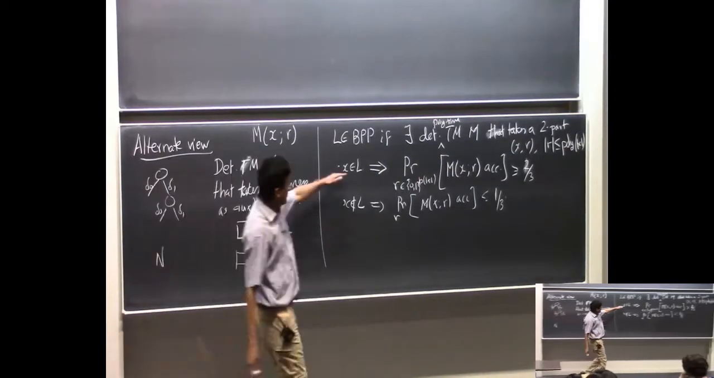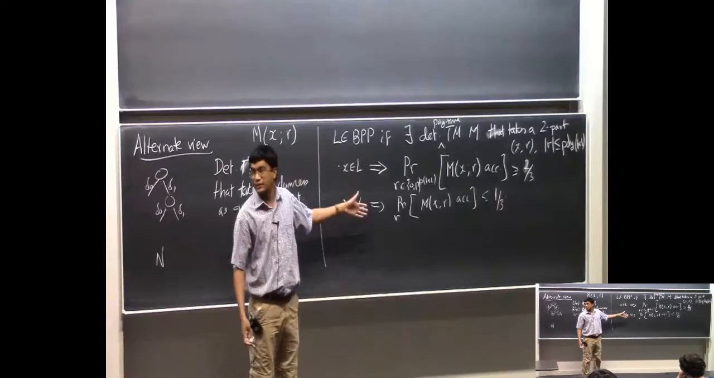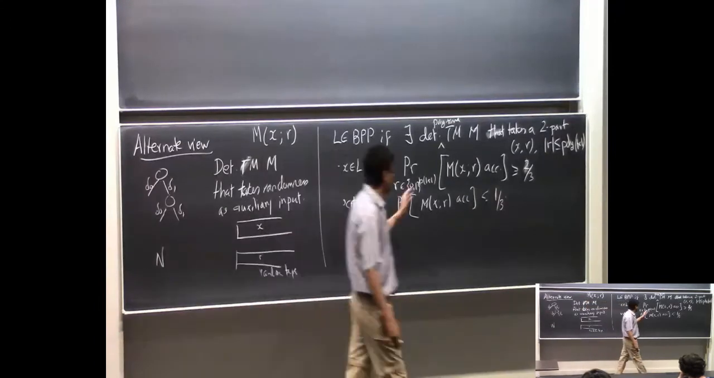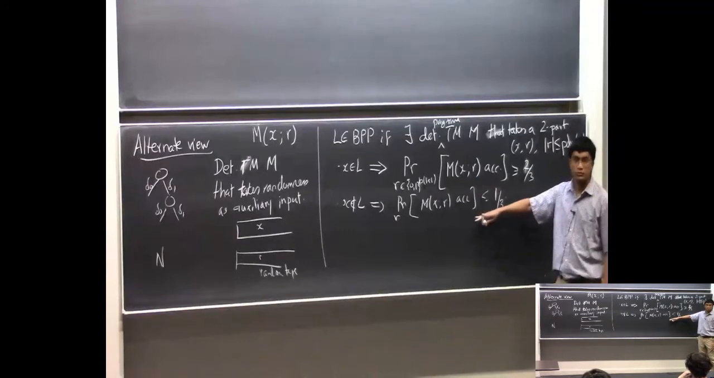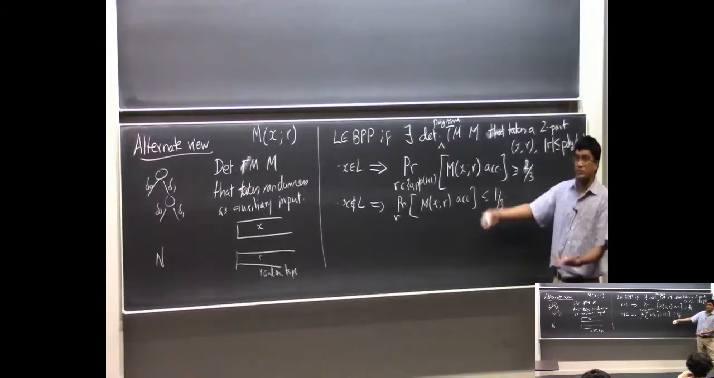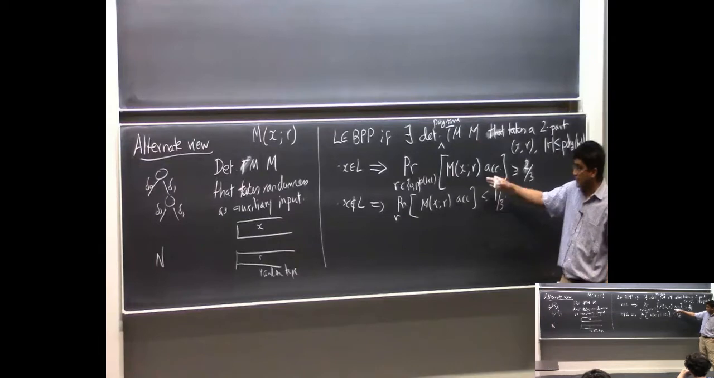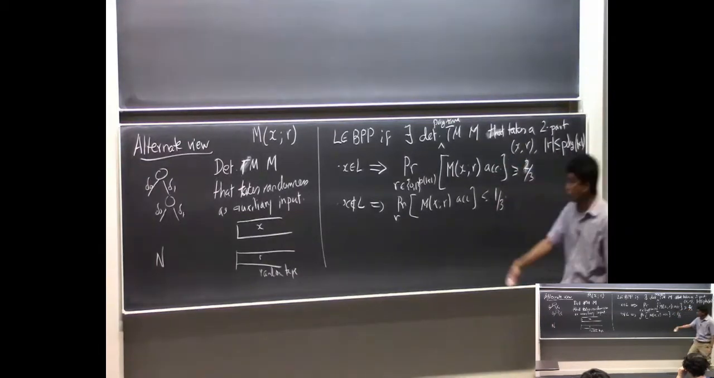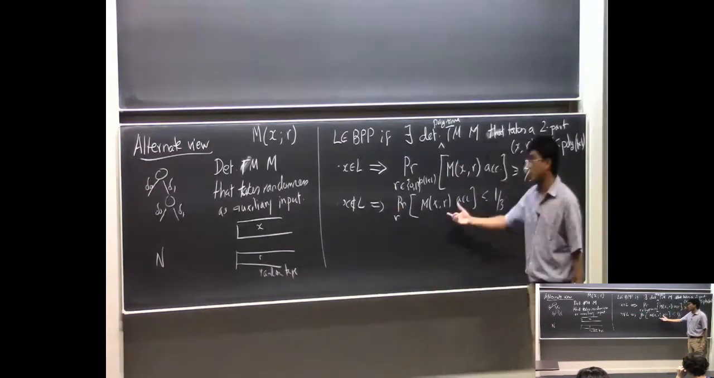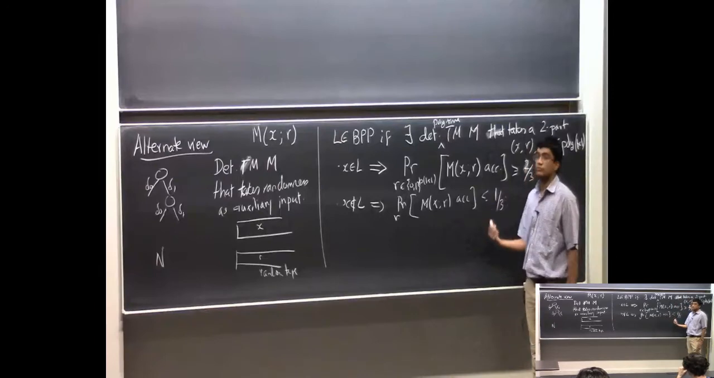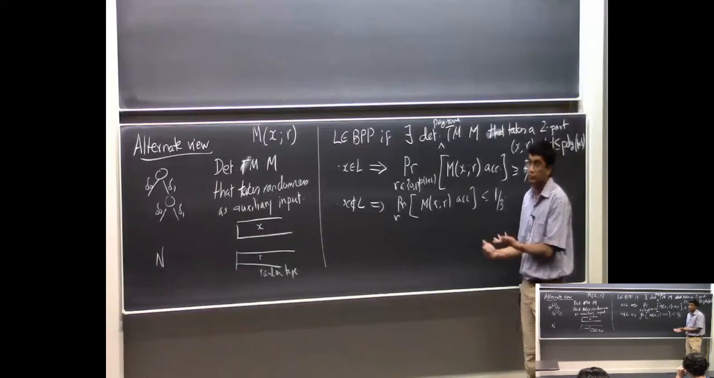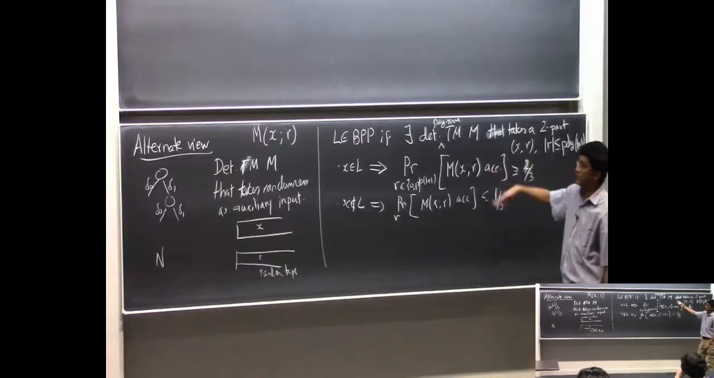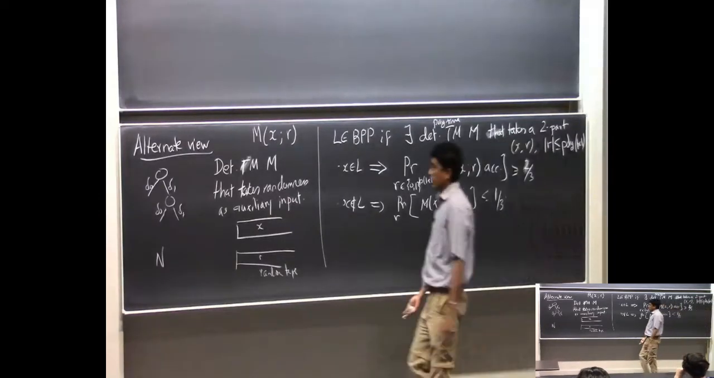And of course for RP the exact definition is the same thing. For RP you will say the probability that M(x, r) accepts is at least 2/3, but when x is not in the language, the probability it accepts is 0. That's why RP sits inside NP, because it really respects the fact that if you're not in the language, in NP you should have no witness. Here you might have some small number of witnesses in the BPP case, but in RP you won't have that. And co-RP is the flip, and therefore it sits inside co-NP.